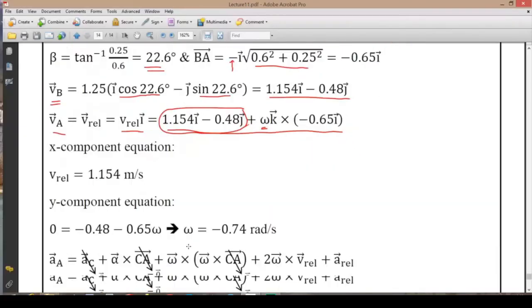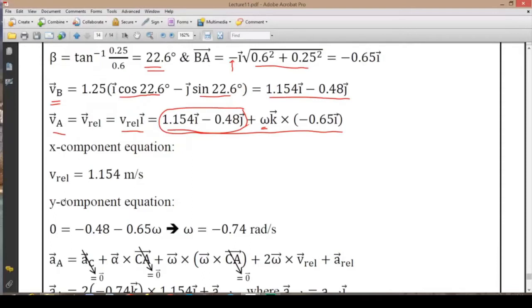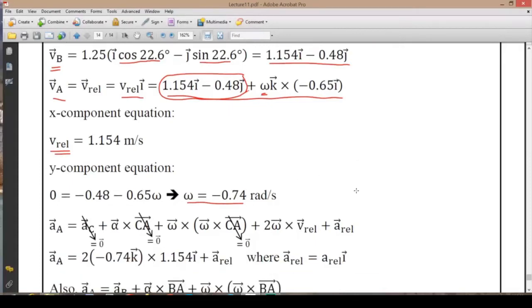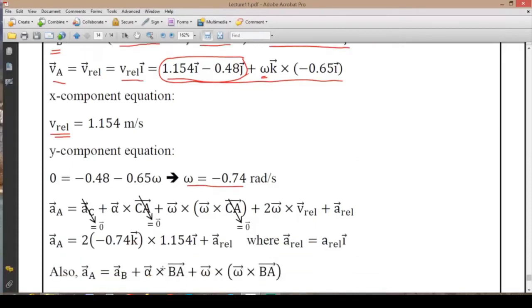Solve for both. From the x-axis equation, we solve for v relative. From the y component equation, we solve for omega. This is the angular velocity of this BD link.